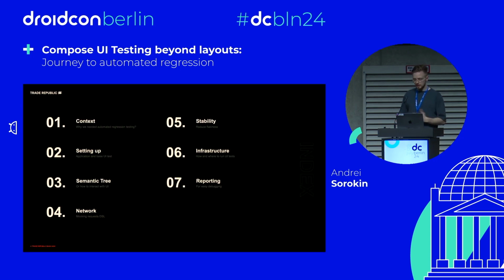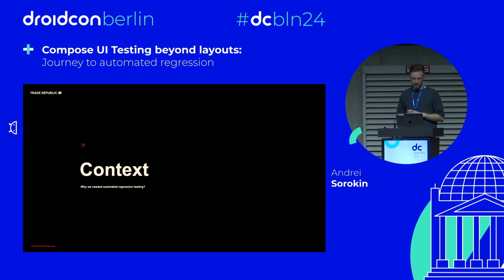Now, today the talk will consist of a couple of sections. First, we talk about context, as everything starts with context in Android, and then we talk about how to set up your UI test, how to interact with UI, and also what to do with the network, and briefly touch on stability, infrastructure, and reporting side of things.